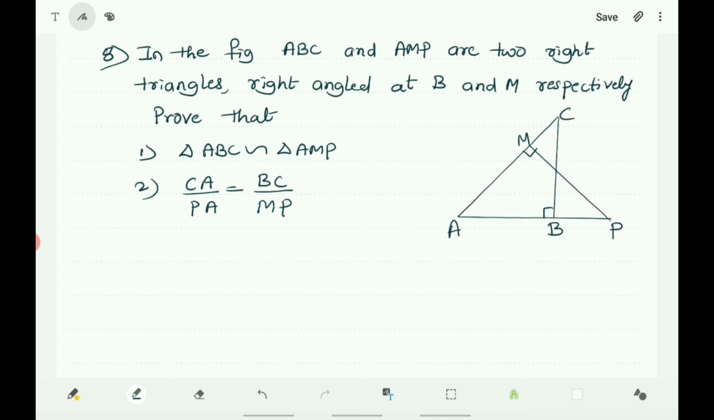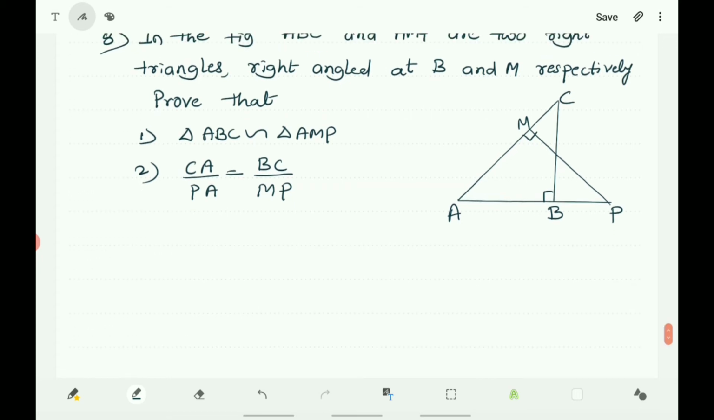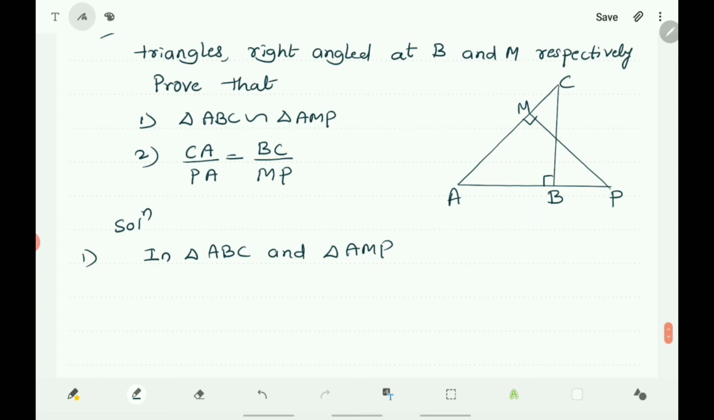And it is given that triangle ABC is right angled at B and triangle AMP is right angled at M. First you write the names of the two triangles and prove that they are similar. So you write the names here. In triangle ABC and triangle AMP, here is the solution of 1. Next, use any one of the similarity criteria and prove that they are similar.